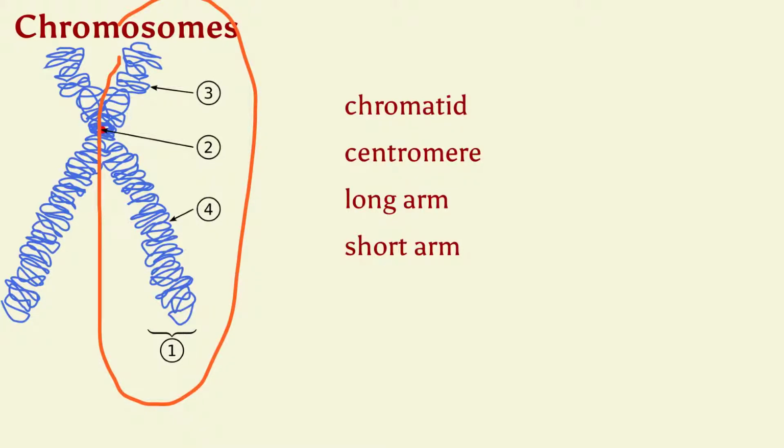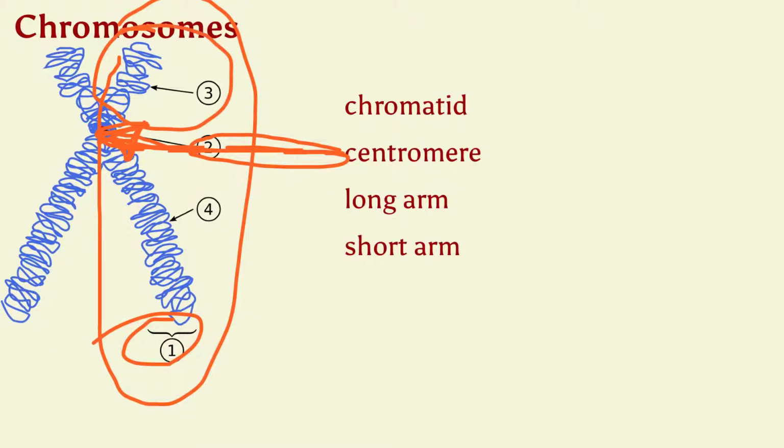All right, in the middle, so this is kind of pointing to that chromatid. In the middle, we've got our centromere, where the two chromatids are connected to each other. And then we can take a look at the very non-technical terms of short arm and long arm.